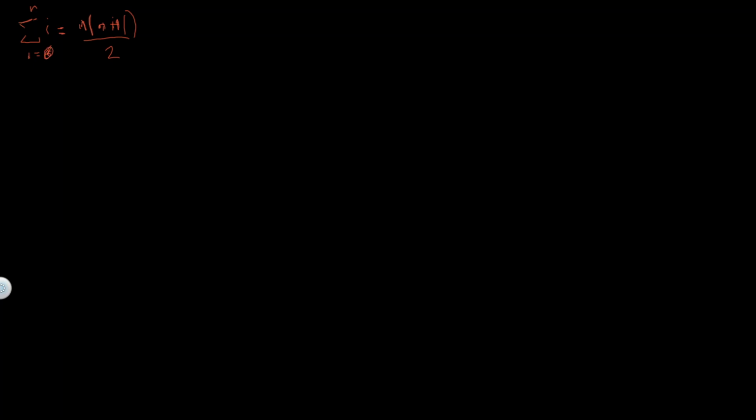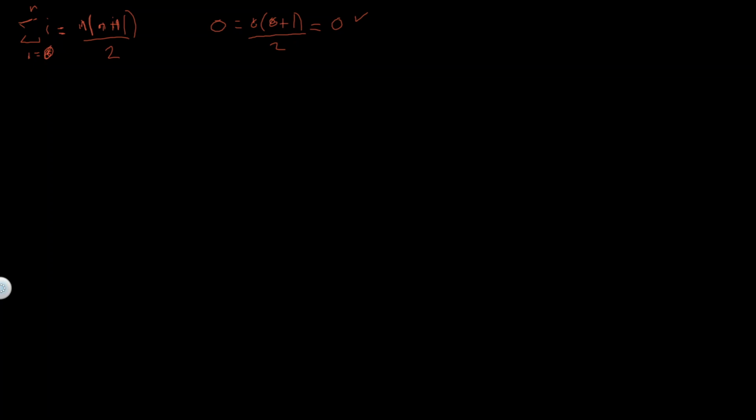So if n is 0, the left side of this equation is the sum from 0 to 0, and I get 0. Does that equal 0 times (0 plus 1) divided by 2? Well, 0 plus 1 is 1, times 0 is 0, over 2, so yes, that checks out.